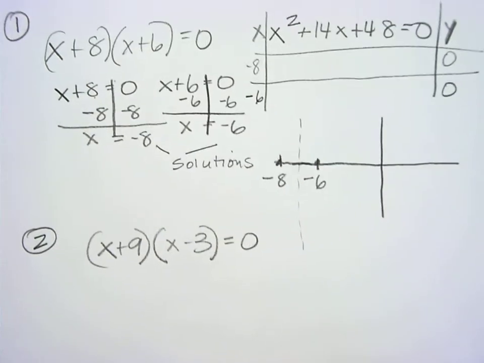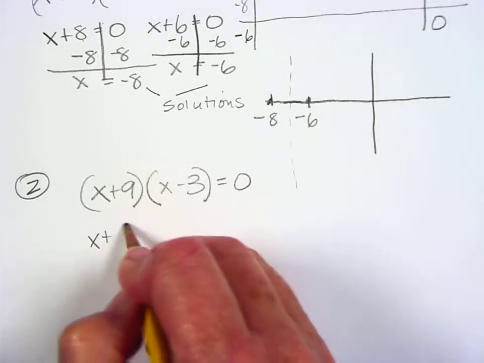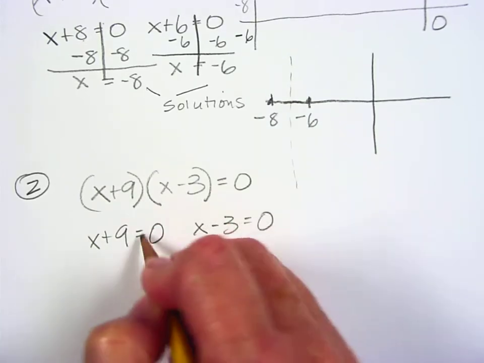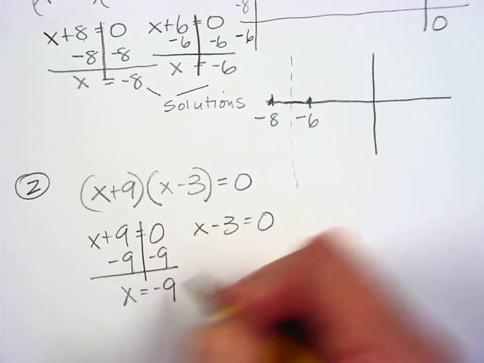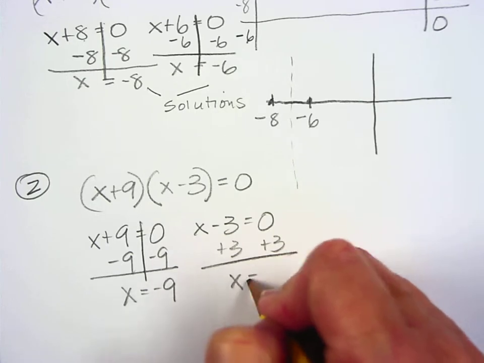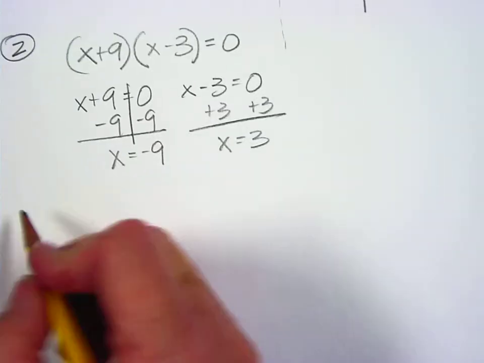So once again, we're going to use the zero product property, and every factor that contains a variable is going to be made equal to 0. So I'm going to subtract 9 from both sides, and I'm going to add 3 to both sides. And those are your two solutions. Easy. Okay, look at number 3.